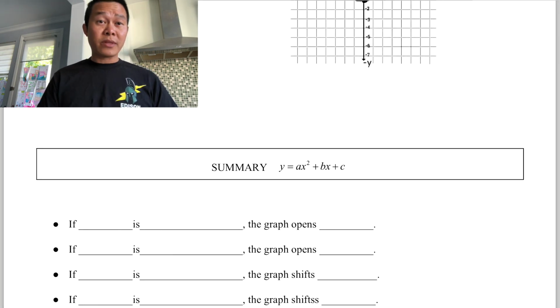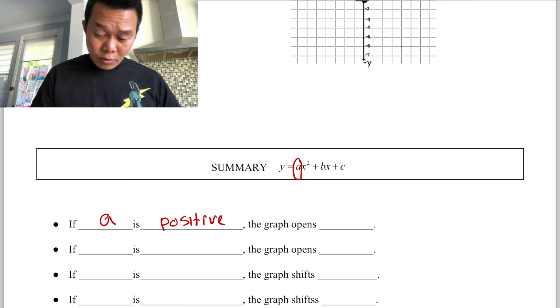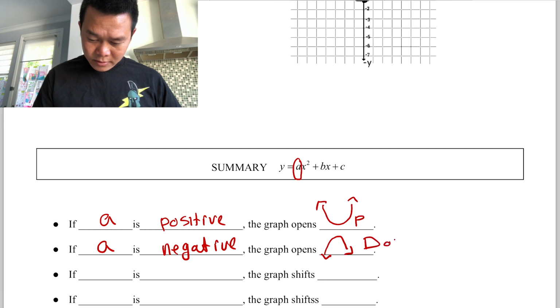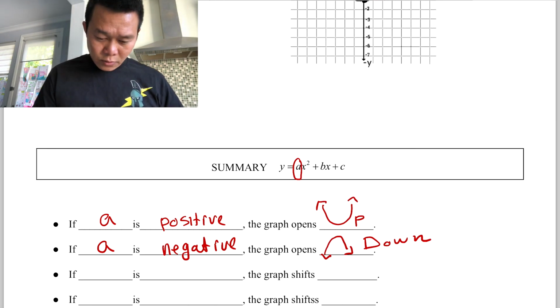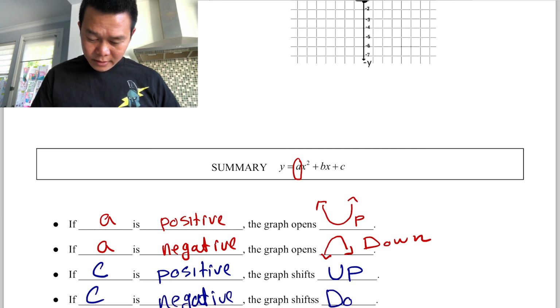Great. So the last thing I want to do is summarize everything we've done so far and maybe add in a few characteristics. Here's a few things we know. When the A value, which is the number before the x squared, is positive, the graph is going to open up. When the A value is negative, the graph is going to open down. And then we also talk about shifting the graph up or down. When C is positive, the graph will shift up. And when C is negative, the graph is shifted down.